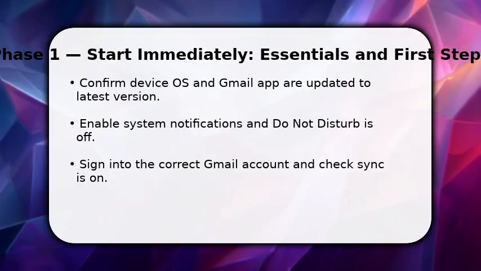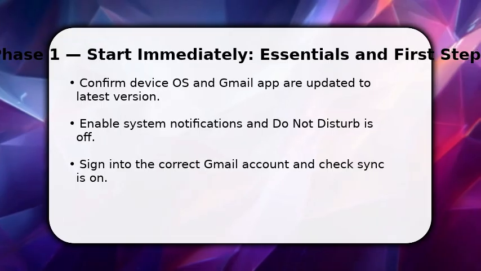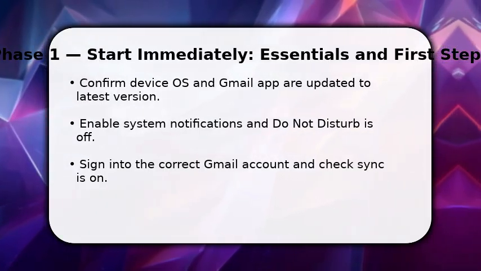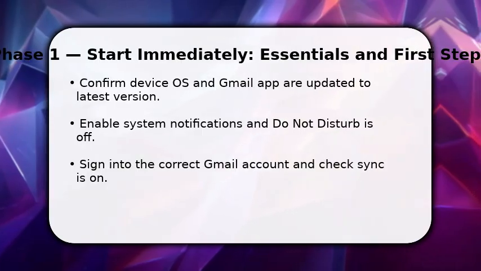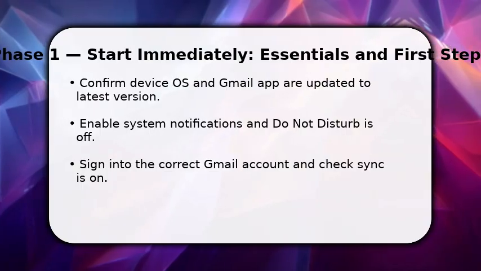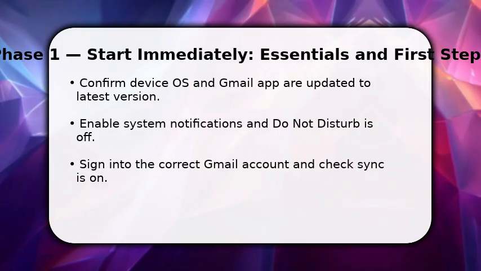You'll start by verifying essentials so you don't waste time. First, update the Gmail app and your device OS. Outdated software often blocks alerts. Next, make sure system notifications are enabled and do not disturb is off, because those override app settings. Finally, confirm you're signed into the correct Gmail account and that sync is active.